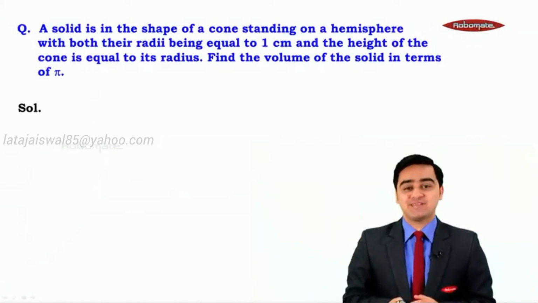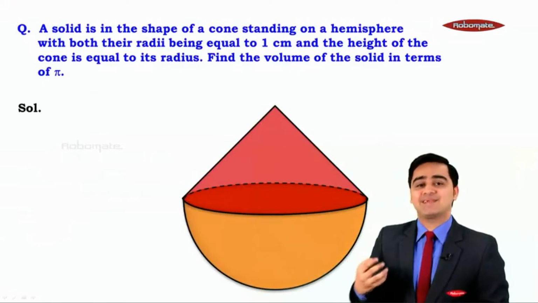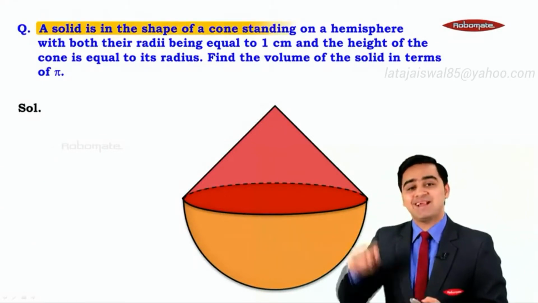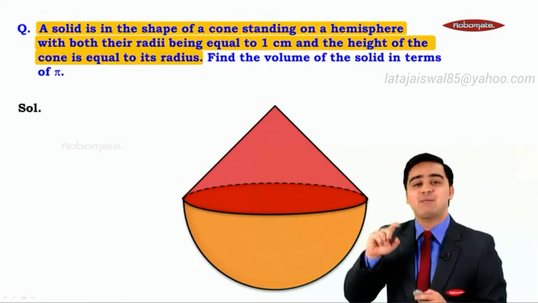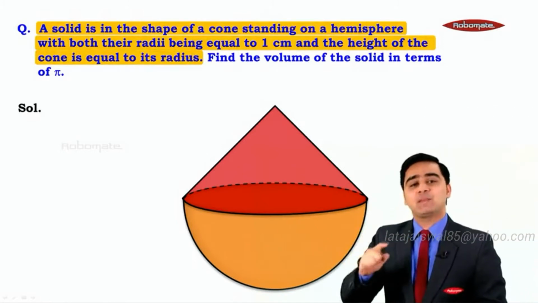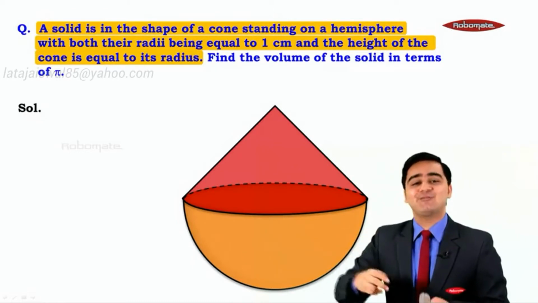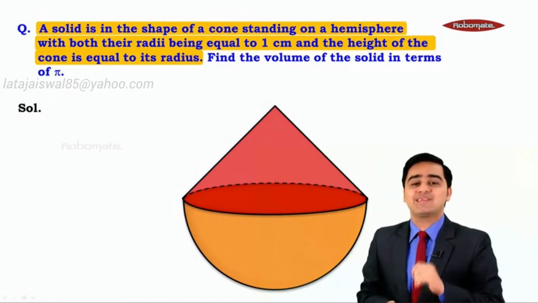We have in front of us the question, which is supported with a figure. Let us understand the question with the help of the figure. It says that a solid is in the shape of a cone standing on a hemisphere with both their radii being equal to 1 centimeter and the height of the cone is equal to its radius.